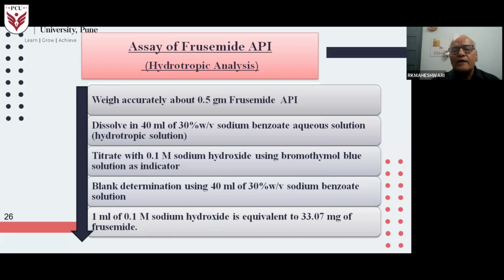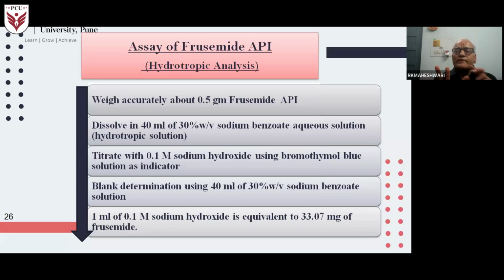As soon as you get the end point, say suppose after 21 ml, 22 ml or so, you have to note this down. This is X2 ml of NaOH consumed in this first titration. Now you will perform a blank determination. For the blank, you will take another neat and clean conical flask, transfer 40 ml of 30% sodium benzoate solution, add 2 drops of indicator, and run 0.1 molar NaOH solution. Suppose for the color change or endpoint, 2 ml is consumed; I will call it Y2 ml.